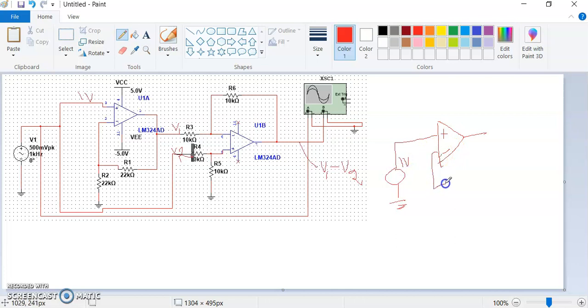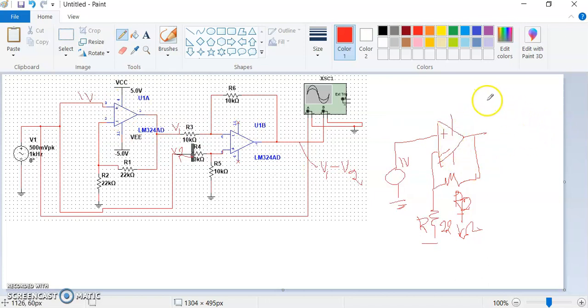Here we have a feedback resistance RF, that is 22 kilo ohm. And here we have an input resistance Ri, that is also 22 kilo ohm. This is Ri. The output expression block I have drawn separately here.